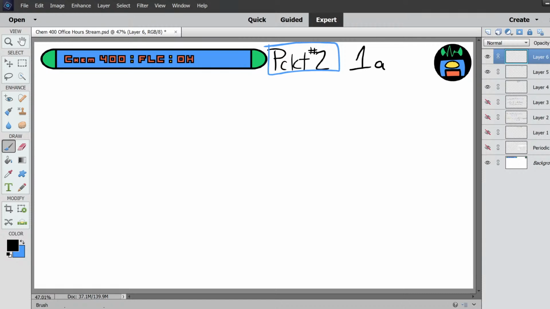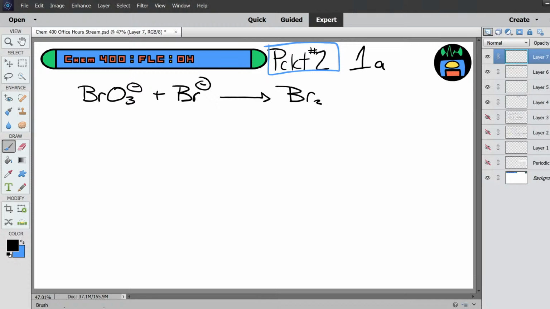All right, so we need to balance this reaction using the half reaction method. So it's a reaction of bromate with bromide to produce bromine. All right. Now, step number one in the half reaction method is we need to break this into two half reactions. The first, sorry, hang on. This is under basic conditions.